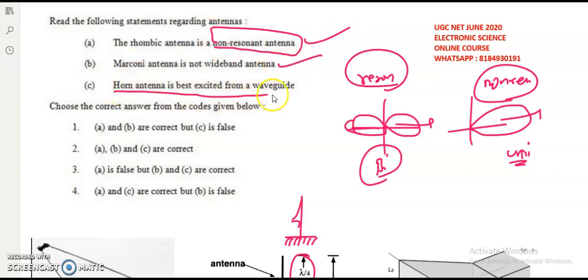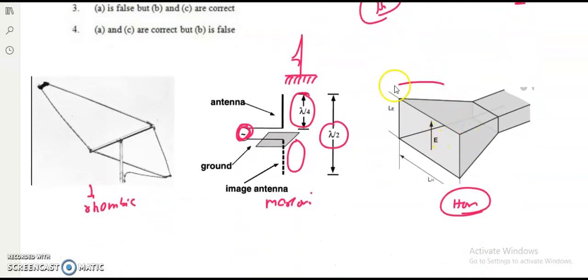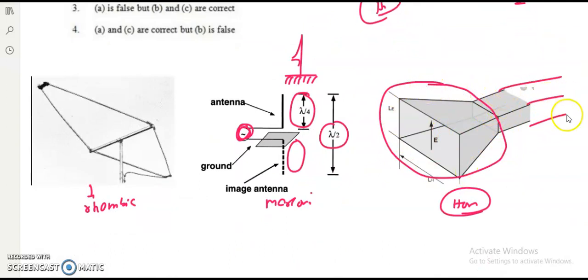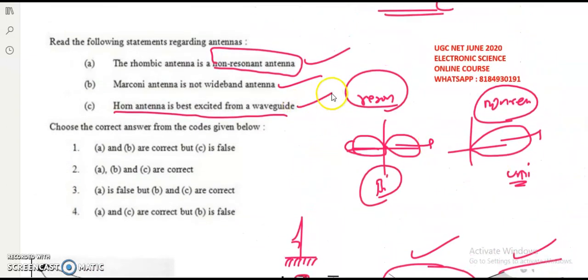And coming to the horn antenna, it is best excited from a waveguide. If you see this horn antenna, only this part is the horn antenna, and if you observe this one, it is the waveguide. That means the horn antenna always has to be excited with a waveguide to avoid losses. So with the help of this explanation, all the three given points are correct. So the second option is correct, that is A, B, C are correct for these given antennas.